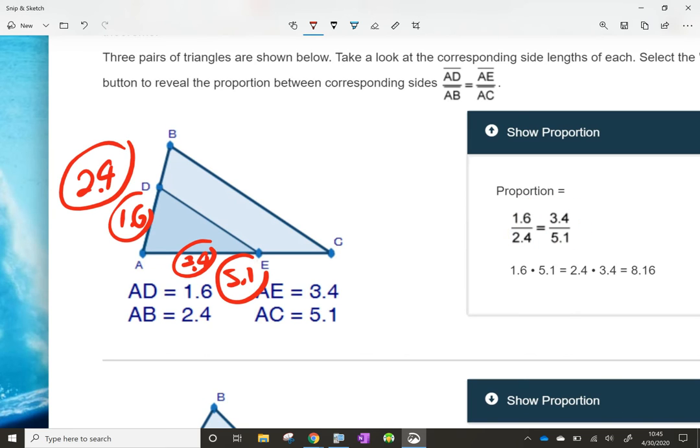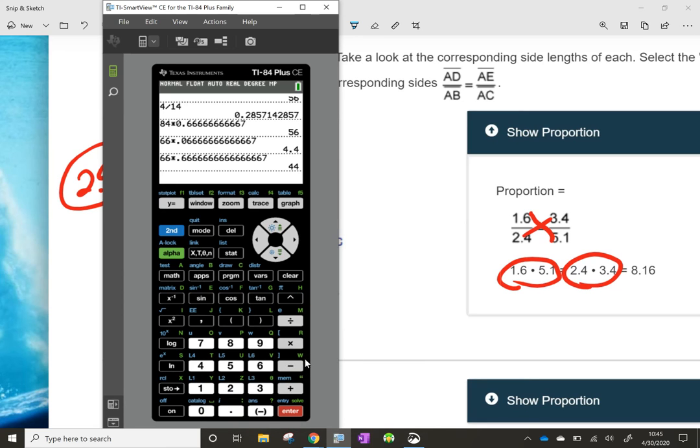It's lining up those proportions, but instead of actually dividing them and seeing if they're the same, what they're doing here is cross multiplying. So saying 1.6 times 5.1 is equal to 2.4 times 3.4. You can take your calculator and prove that if you cross multiply you get the same value. 1.6 times 5.1 is equal to 8.16, and 2.4 times 3.4, you also get 8.16.